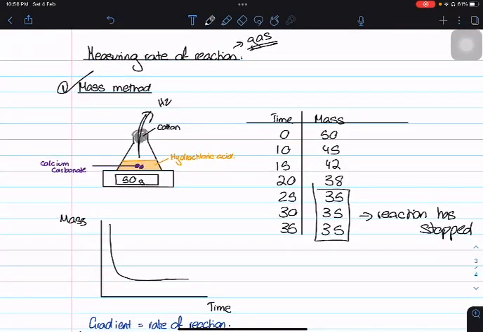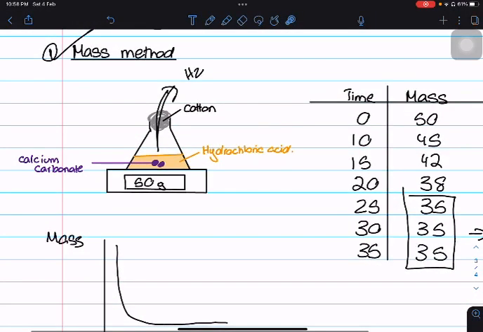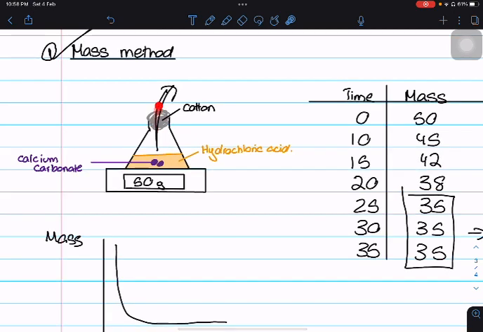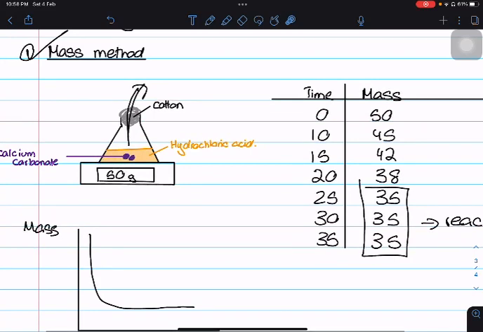Firstly, we will be looking at the mass method. This is when you have a weighing scale, a conical flask, and two reactants. In this case, we'll be using hydrochloric acid and calcium carbonate. You'll have cotton, and this cotton will allow the gas to escape. Firstly, you'll measure the mass of this apparatus before the reaction starts.